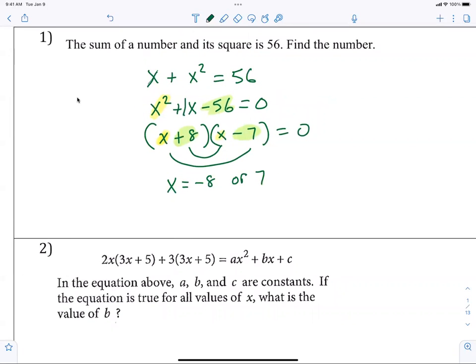Now, how do I know that's right? Because if I do -8 plus -8 squared, guess what that equals? 56. And what if I do 7 plus 7 squared? What do you think that equals? There you have it. There's nothing to it. If you know how to solve a quadratic, converting word problems to quadratics is not that difficult.